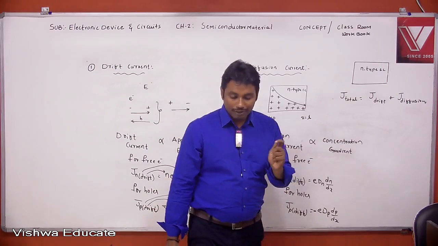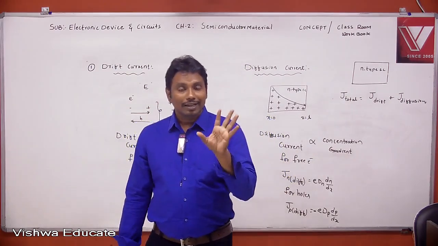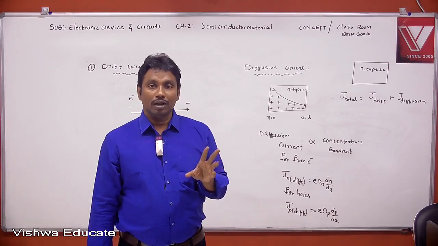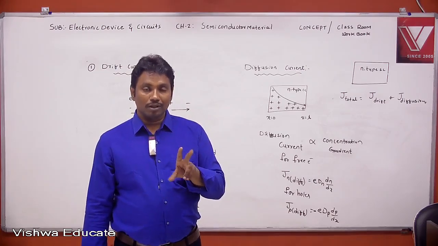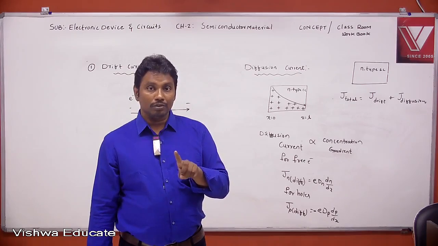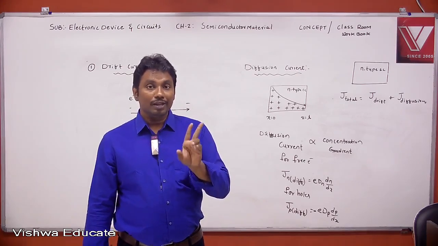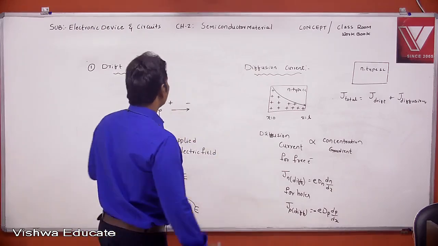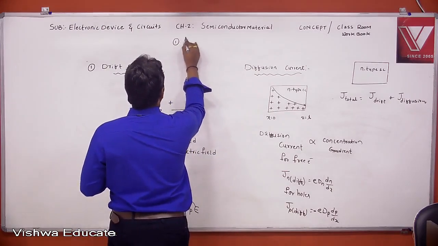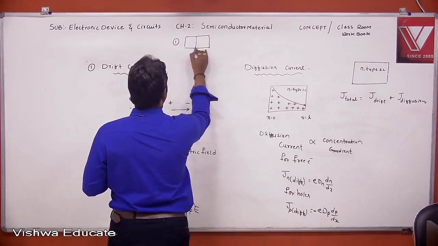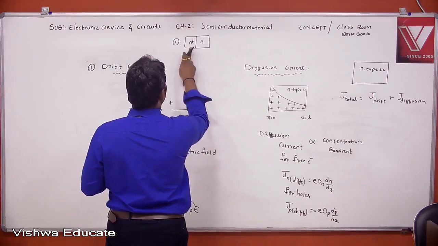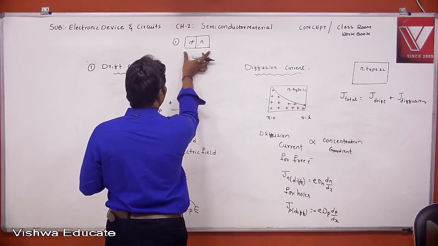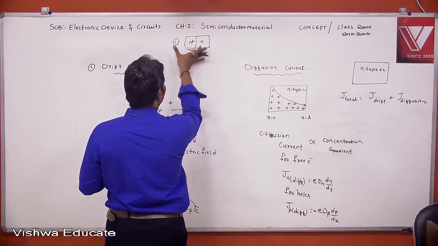One more important point: in the case of a semiconductor also, diffusion current can flow in two cases only. One is if the semiconductor is non-uniformly doped. Non-uniformly doped means the sample is like this, n plus and n. See here the concentration is n plus, here the concentration is n. There is a concentration difference, right? So in this case, diffusion current can flow.